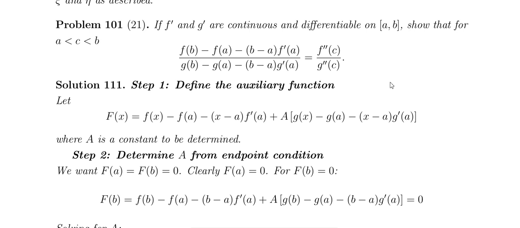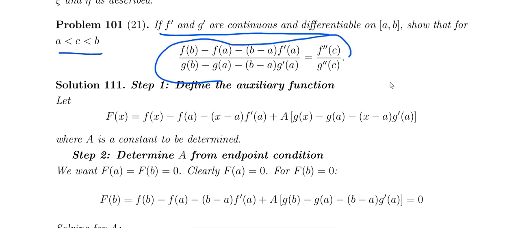F dash and g dash both are continuous and differentiable. Show that for c lying between a and b, f of b minus f of a minus b minus a times f dash of a, over g of b minus g of a minus b minus a times g dash of a, equals the ratio of second derivatives. Okay, Cauchy mean value theorem for the second derivative is applied here.